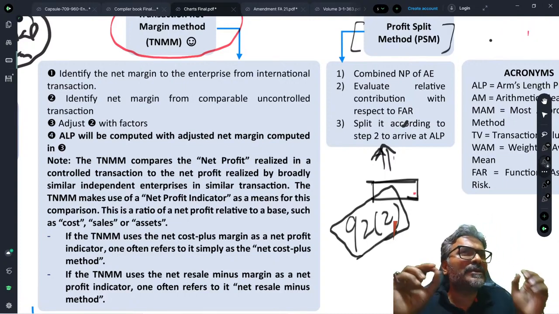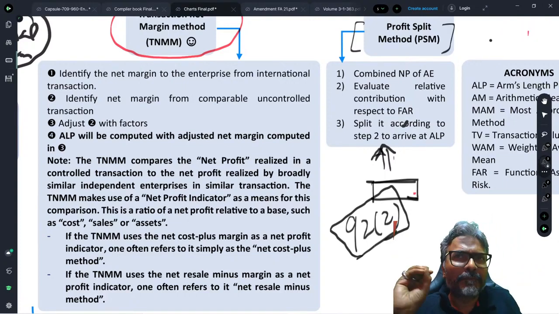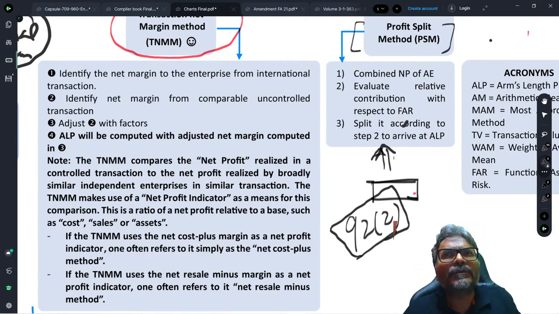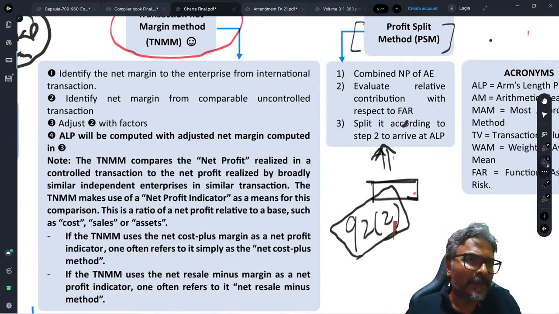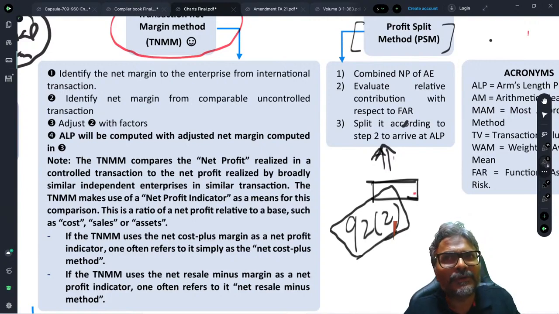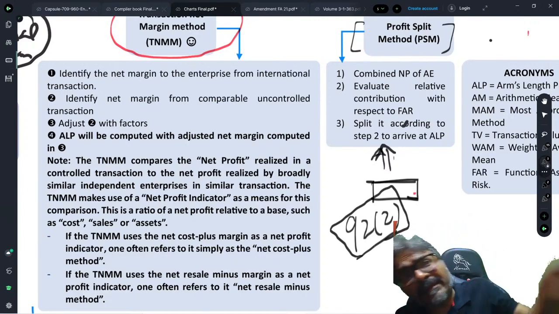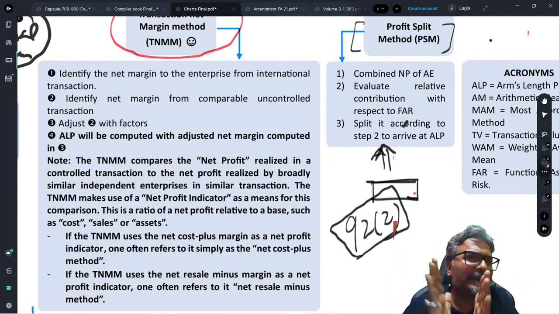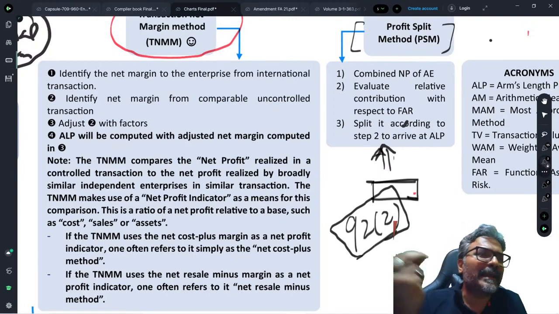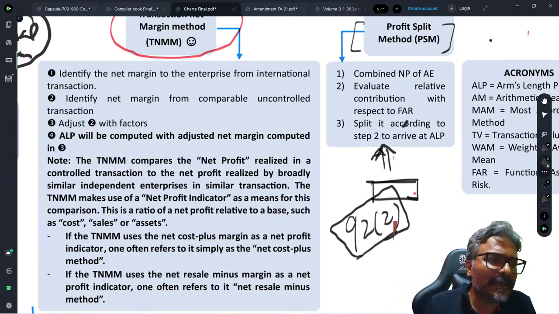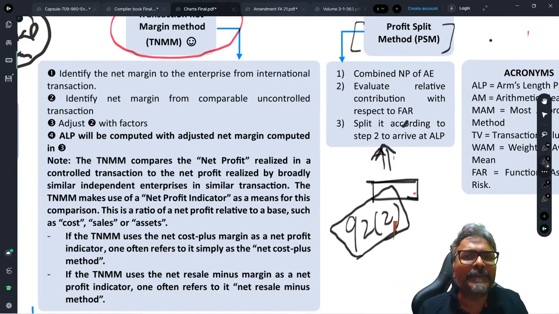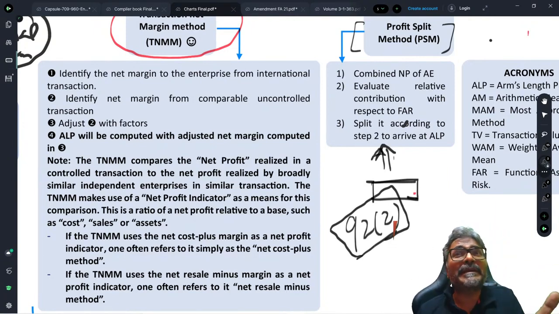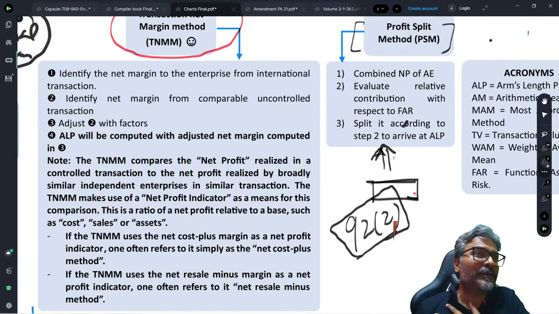Which implies that, based on the relative contribution of each party, I then realize, students, that the Indian entity should only get 10% of the total cost, whereas they are retaining 50% of the cost.